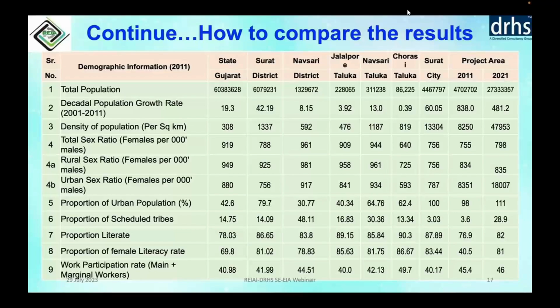In your report, don't describe anything related to the state, but describe your project area related to these. How this total population, there is decadal growth rate. Here it is 838, here it is, so it seems it is reduced, but actually it is not. Density of population you see, here it is 8,250, here it is 47. It's quite high, and that is true.